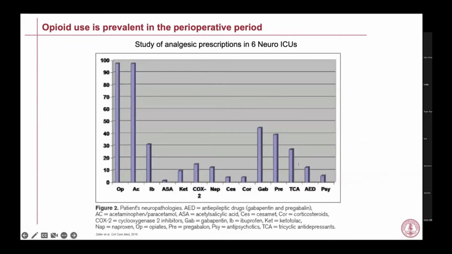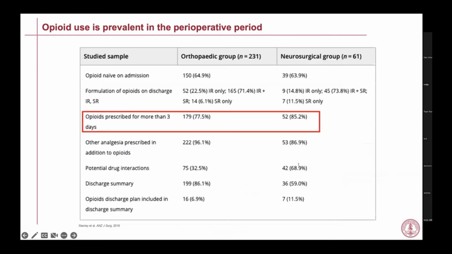And of course, opioid use is prevalent throughout the perioperative period. This study of analgesic prescriptions in 6 neuro ICUs worldwide found that 95% of patients are prescribed opioids at least once. And it continues into the postoperative period, with one institution finding that 85% of their post-op spine neurosurgery patients were prescribed opioids for more than 3 days on discharge. So given their prevalent use and their obvious efficacy, but also their potential for significant harm, understanding how opioids actually lead to overdose is extremely important for developing strategies to prevent these deaths.